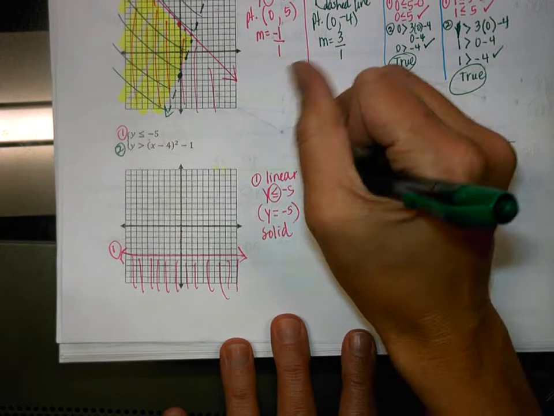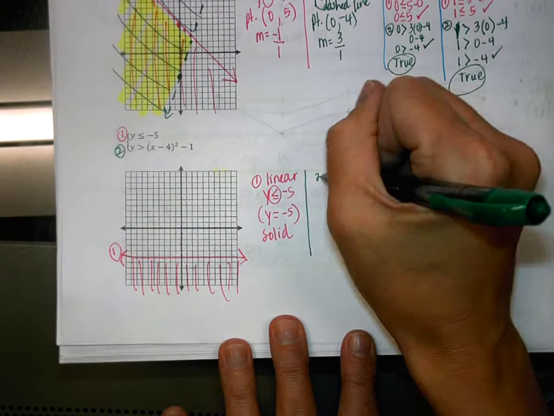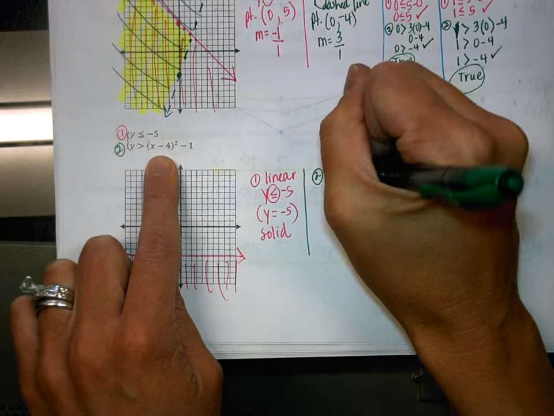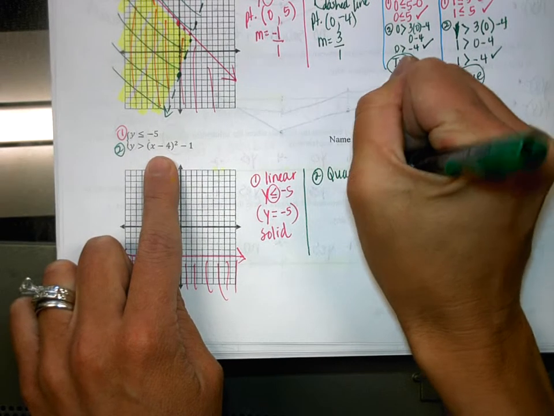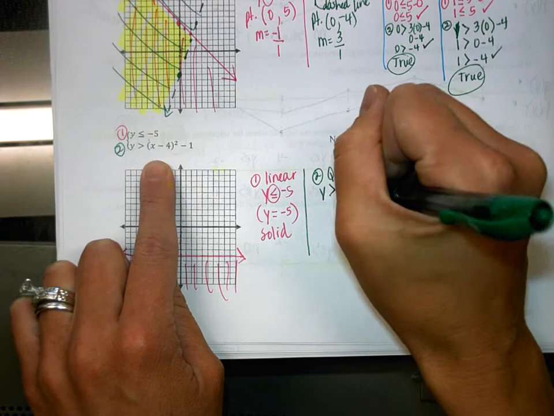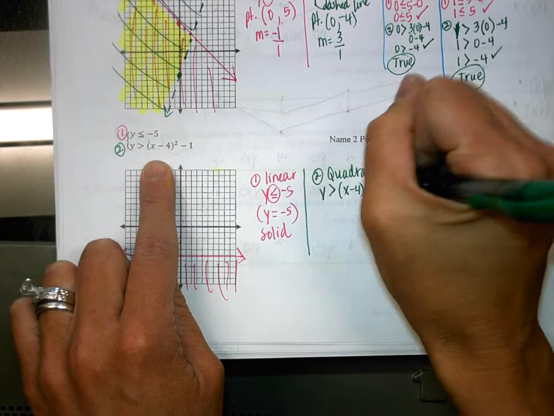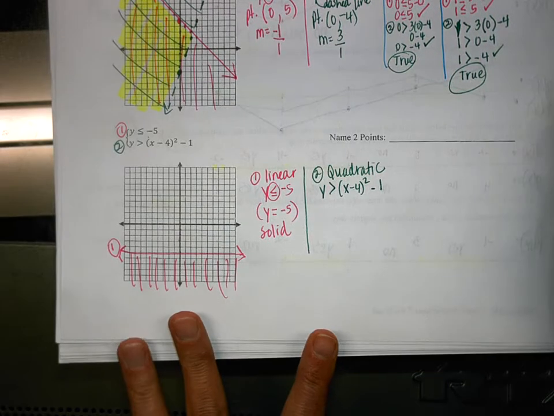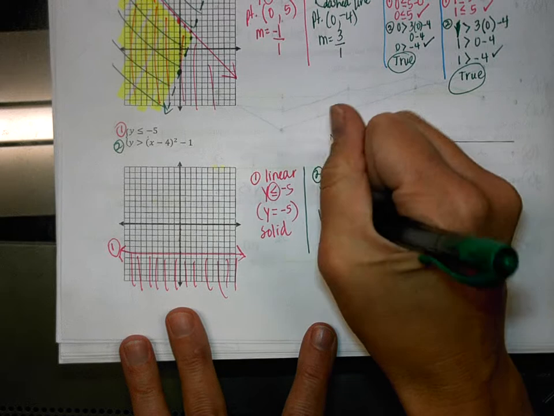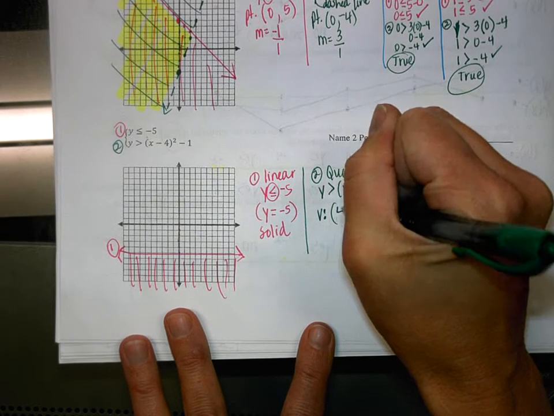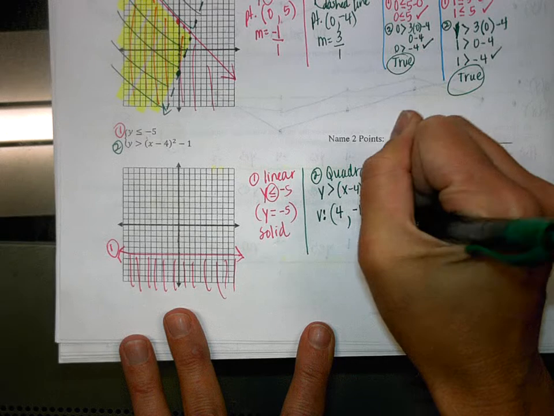Okay, equation 2 now. That equation is a quadratic, because it has that squared term. I'm going to write this out: y is greater than x minus 4 squared minus 1. With quadratics, we can't use slope or anything like that. We'll have to plug in a point, but we can start with our vertex here. And our vertex is at 4, -1.